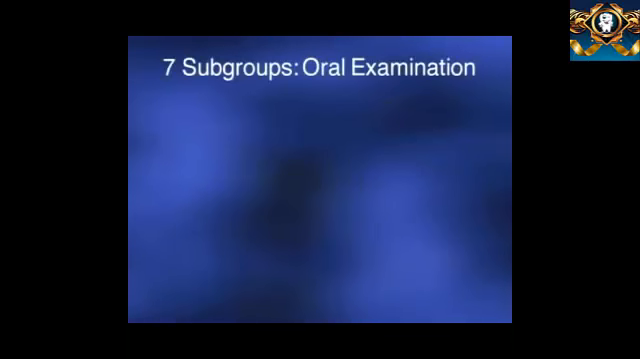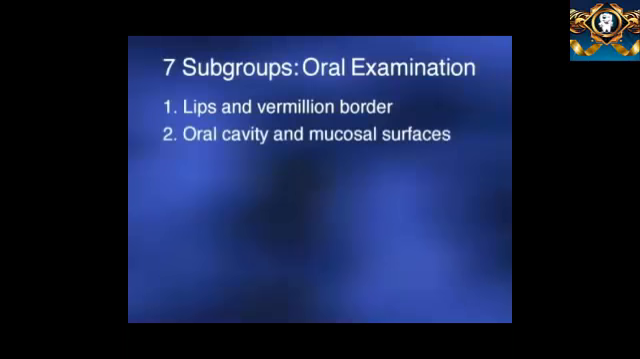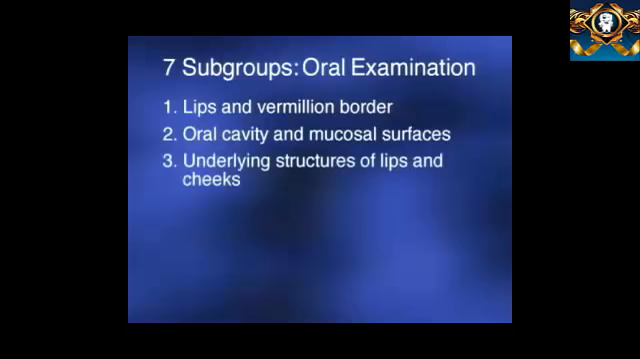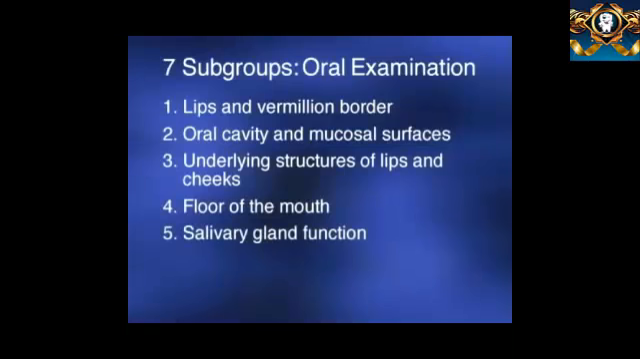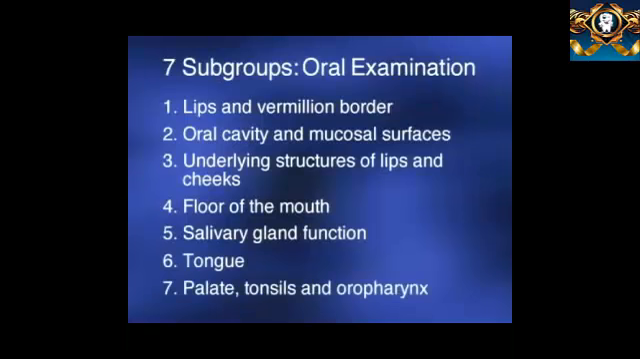The oral examination is divided into 7 subgroups: the lips and vermilion border, oral cavity and mucosal surfaces, underlying structures of lips and cheeks, floor of the mouth, salivary gland function, tongue, palate, tonsils, and oropharynx.